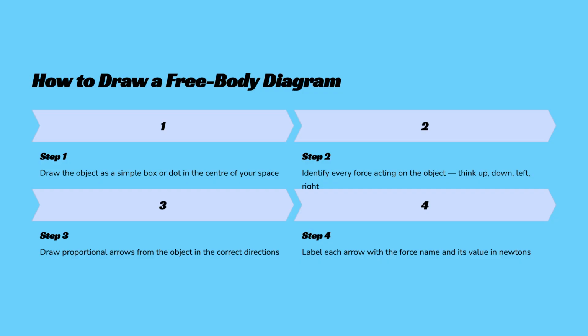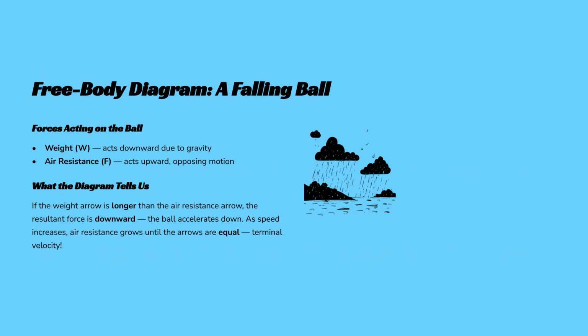To draw one, start by placing your object in the center, identify every force acting on it, draw your proportional arrows pointing away from the center, and label them clearly. This will give you a complete picture for your physics problems. Let's look at a free body diagram for a falling ball.